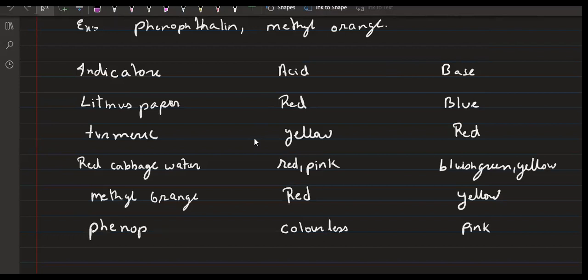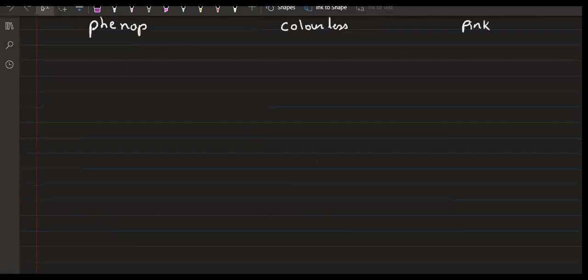Yes or no? Agree? Everyone got the concept clear? Okay, very good. Now, today we are going to study the next concept, that is neutralization.